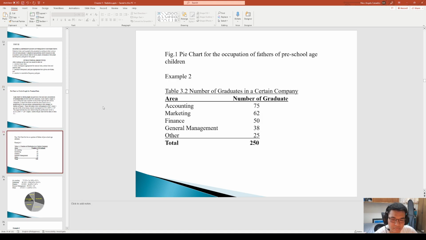Okay, so let's have an example here, table 3.2. We have the number of graduates in a certain company. We have here your area, or your courses: accounting, marketing, finance, general management, and others. Remember, the pie chart is for nominal data. We have a different number of graduates for each category, and the total is 250. So the pie, or the circle, has a total of 250 graduates.